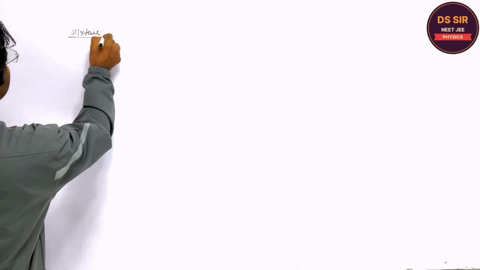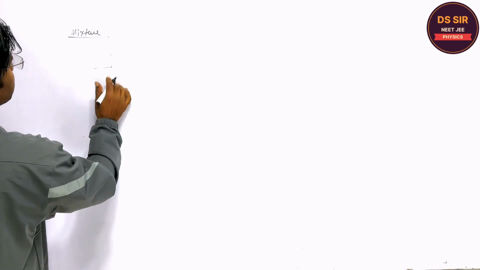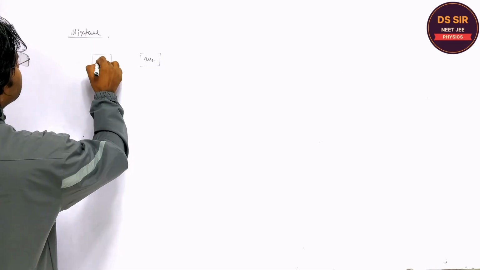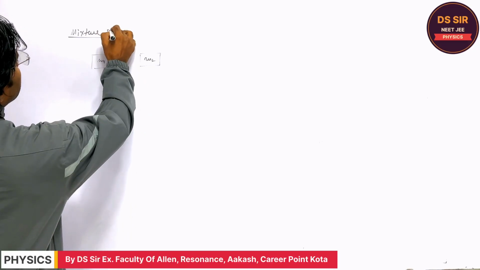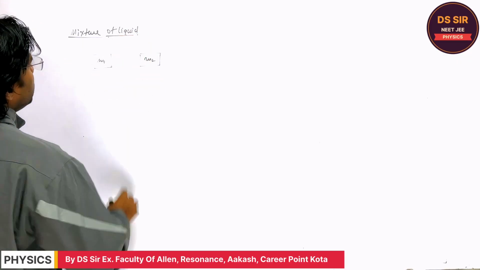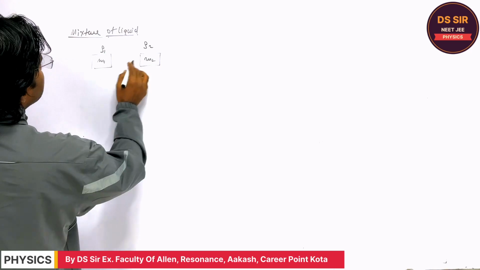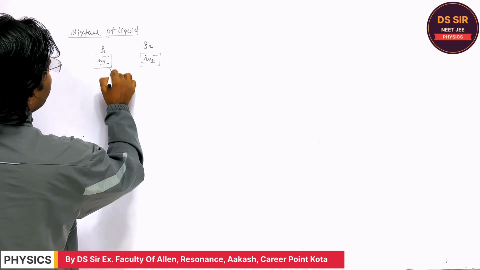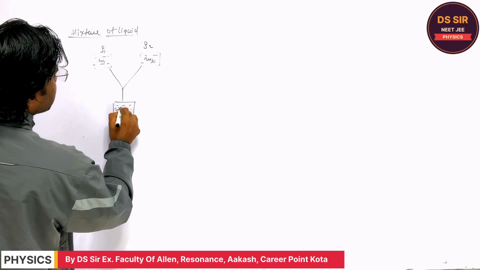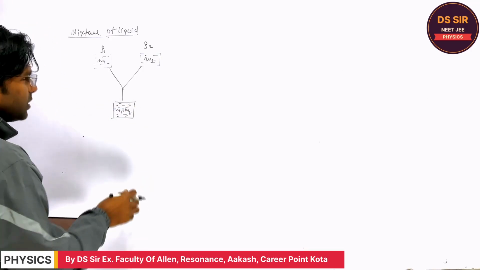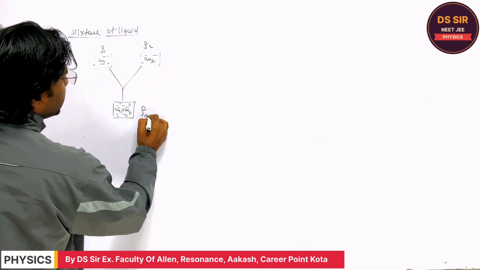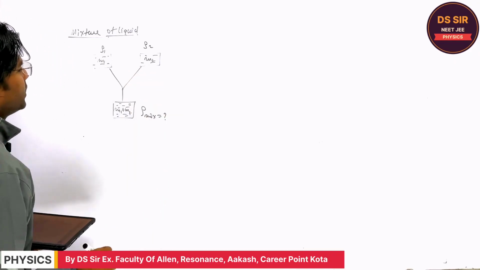The mixture. Suppose this is the M1 mass, this is the M2 mass, and the density is... a mixture of liquid, you can say, right? Now this is M1 and this is M2. Its density is rho1, its density is rho2. This is the mixture when they are mixed. So the total mass becomes M1 plus M2, right? For example, if you mix water and kerosene oil, or one oil and another oil, you have to find the density of the mixture, right? So how to find it?